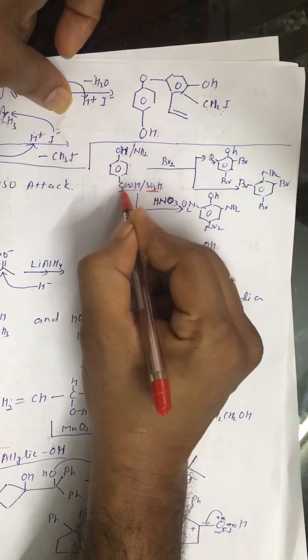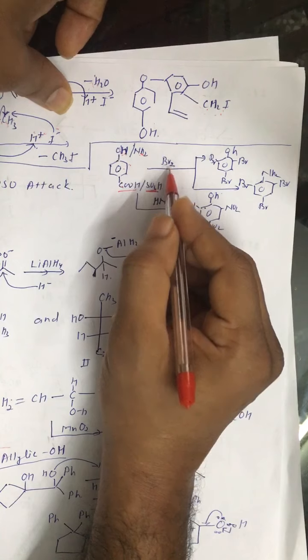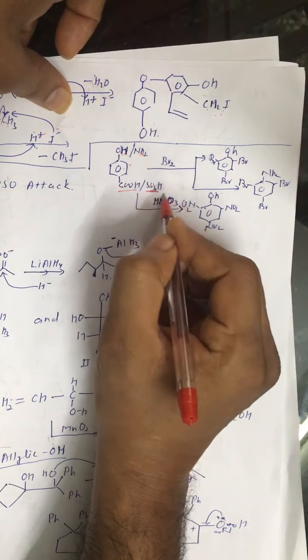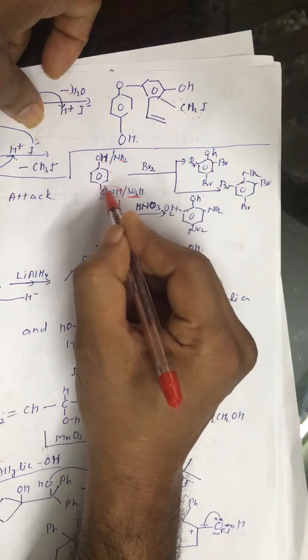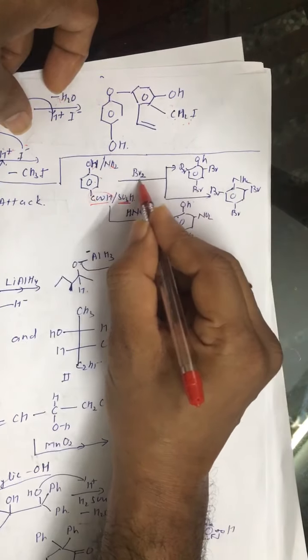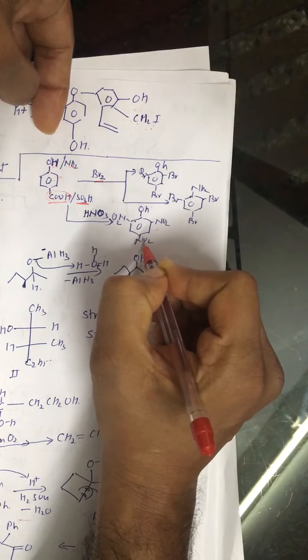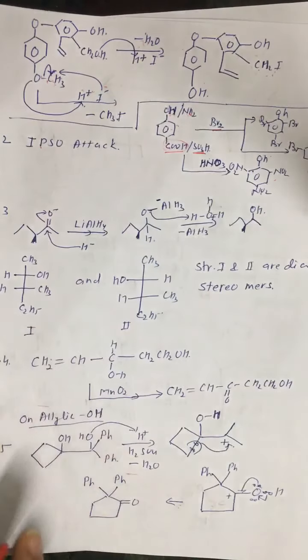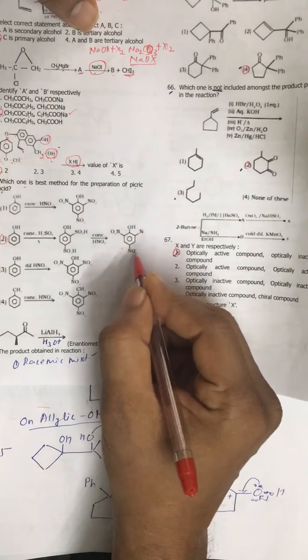Similarly on aniline we should have COOH and SO3H. Now if it is treated with bromine or HNO3, like any reagent, these groups simply get knocked out by the incoming reagent, that is bromine or NO2 etc. So here the question, question number 62, was: which one is the best method for the preparation of picric acid, means we want to prepare 2,4,6-trinitrophenol.